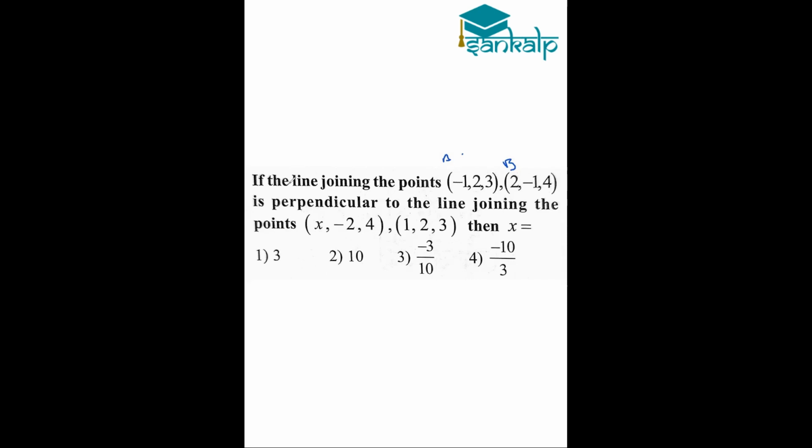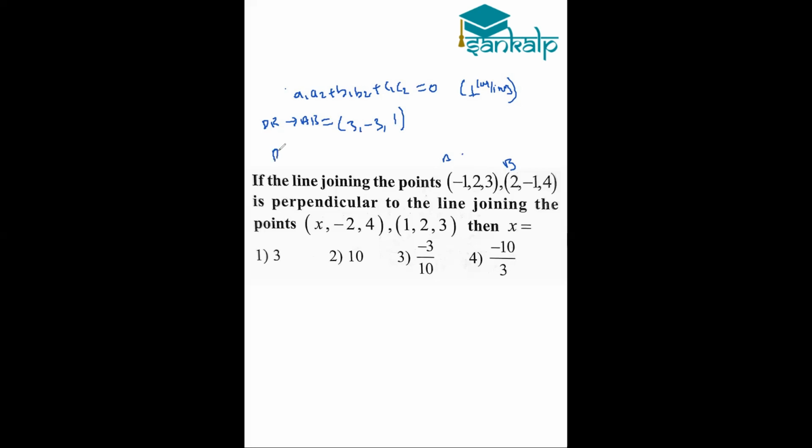So we need to make use of the condition for perpendicularity of two lines. So when two lines are perpendicular, then a1 a2 plus b1 b2 plus c1 c2 is equal to 0. So this is present for perpendicular lines. So first we need to calculate the direction ratios of AB. So the direction ratios of these 2 points will be, on simplifying, just go on subtracting the coordinates, we get 3, minus 3, and 1.